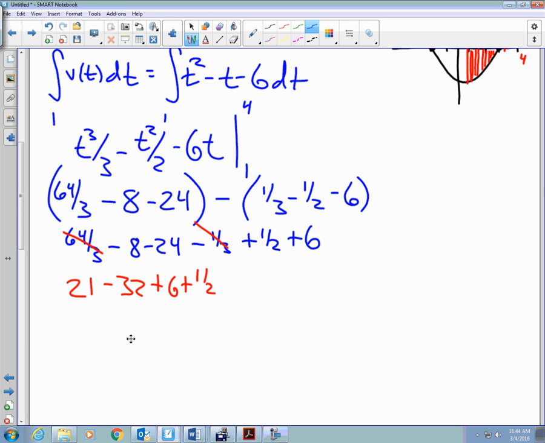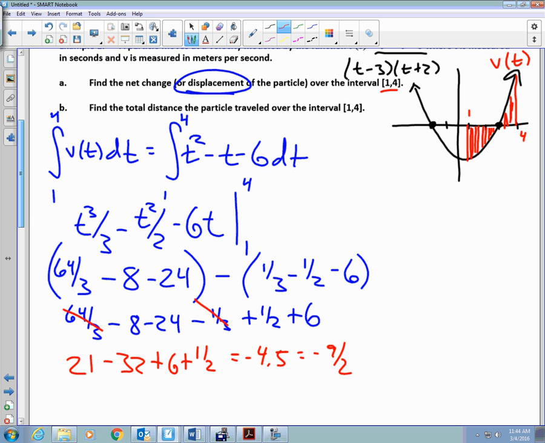So I've got 21 minus 32 plus 6 plus 1/2. And so I've got, let's see, 21 negative 32 make negative 11, plus 6 is negative 5, plus 1/2 is negative 4.5 or negative 9 over 2. Now, does it seem reasonable that negative 9 over 2 would be an answer? But what should be my label? What is the units? Meters. Because we are looking for the displacement. Okay?